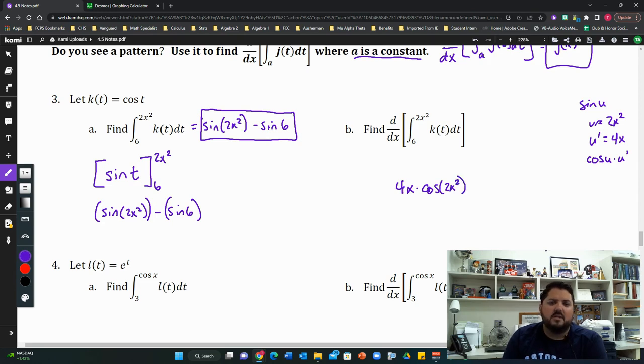and then minus sine of 6. Well, remember, sine of 6 is just a number, so the derivative of that number, again, just disappears. So this is all I'm left with. So that is the derivative of this integral.